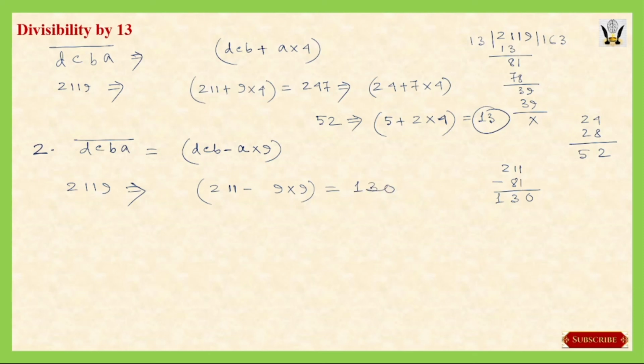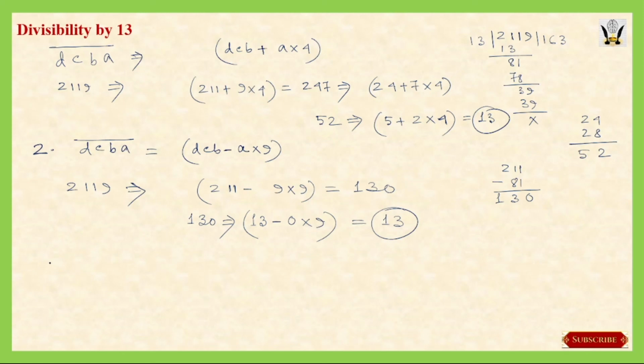Though we know that 130 is a multiple of 13, but still if we are not sure, then we can further proceed. So 0 again will be multiplied by 9, and then that result of multiplication we will subtract from the rest of the number, which is 13 this time. So here it will be 13 minus 0, so 13, and we know that 13 is divisible by 13. So 2119 will be divisible by 13.